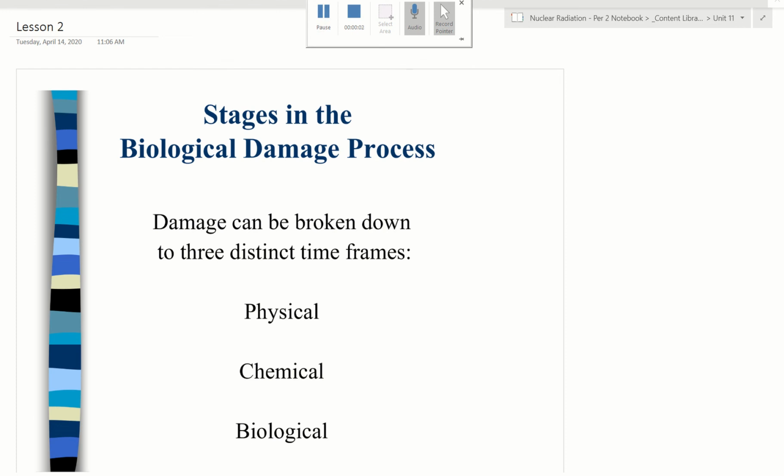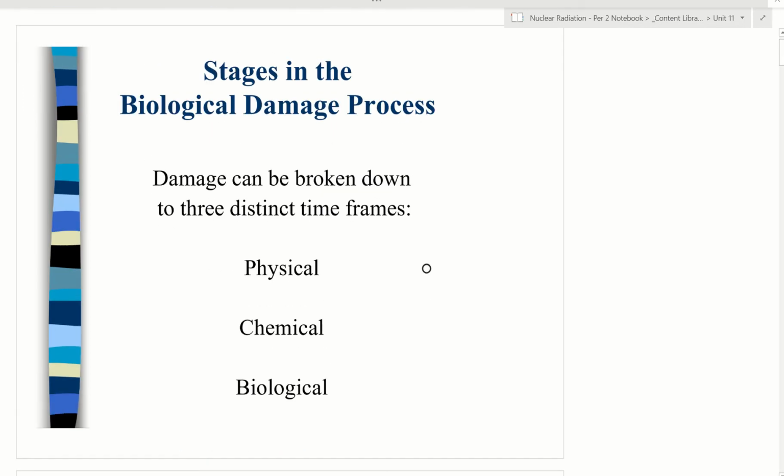All right, well, this is lesson 2 of biological effects of radiation. And so today we're talking about the type of damage that can be done when radiation interacts with a living thing. So we can break down the damage done into 3 distinct time frames. And so the time frames are not only the names, physical, chemical, and biological, but they also have an actual time that goes with them.